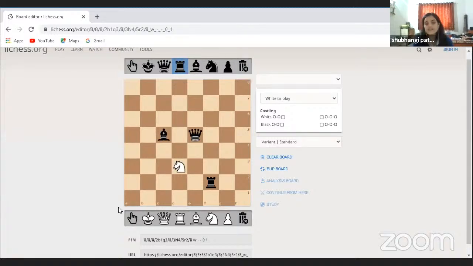Excellent. It can kill all 3 pieces, because my knight can move from here to here also. It can capture this also. Then it can capture this queen also. And this can capture this. Excellent.